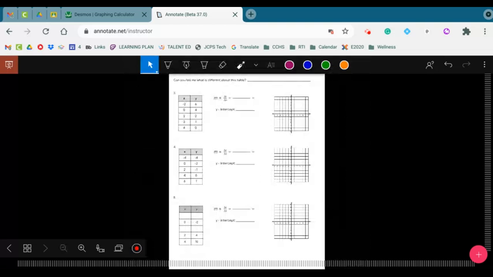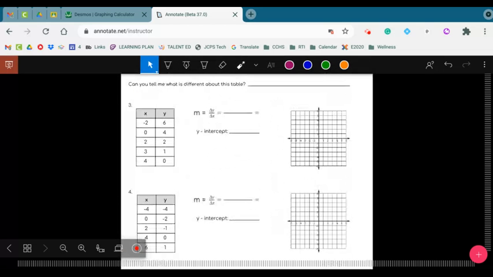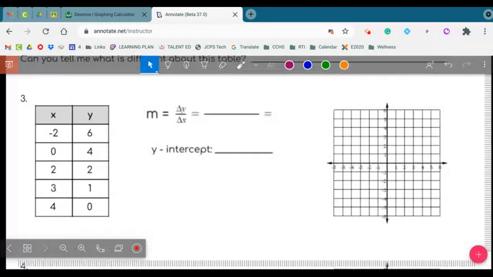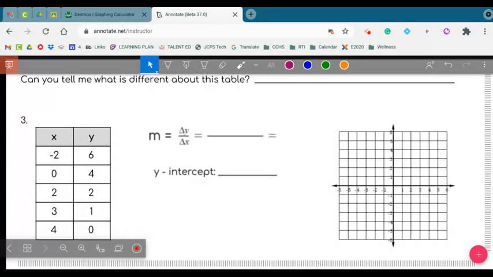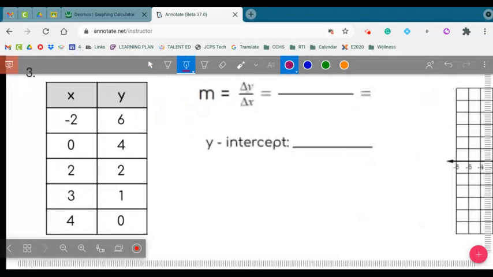So the back page, we have 3, 4, and 5. So we have 3 more examples. So these tables, I want you to tell me what is different. If you look, our x values are no longer going up by 1. They're going up by 2. So we're going to have to take that into account whenever we are finding our slope from the table.